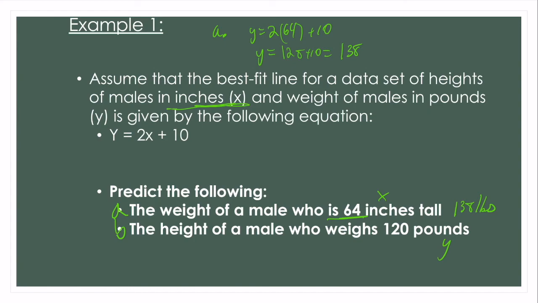And what if I wanted to find the height of a male who weighs 120 pounds? Well, that'd be 120 equals 2x plus 10. Subtract 10 from both sides. 110 equals 2x. So x equals 55 inches. Yes, I know that's a little short, but I wanted to make sure we had practice substituting in given values to make predictions.